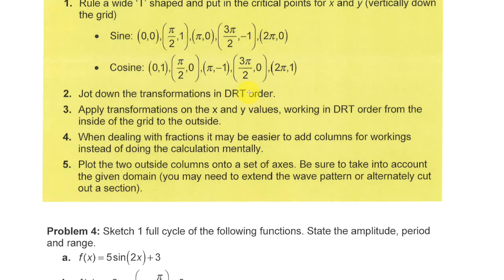Jot down the transformations in DRT order. Apply transformations on the x and y values working in the order of DRT. When dealing with fractions, it may be easier to add columns for workings instead of just doing the calculations mentally. And the reason for that is so that you don't make simple mistakes, particularly at the beginning of circular functions when you're not really used to this kind of stuff. And then plot the two outside columns on a set of axes. Be sure to consider the domain.